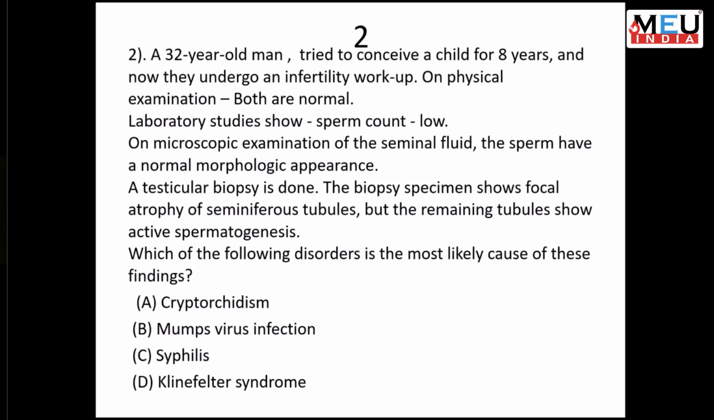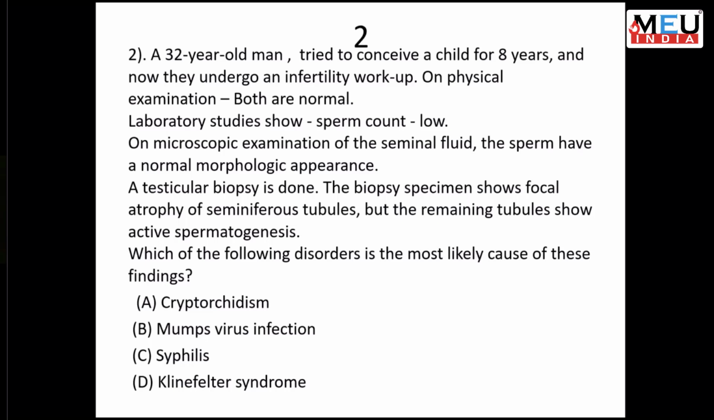Then subsequently they did a testicular biopsy. The biopsy specimen shows focal atrophy of seminiferous tubules, but the remaining tubules show active spermatogenesis. Which of the following disorders is the most likely cause of these findings? Cryptorchidism, mumps virus infection, syphilis, Klinefelter syndrome.